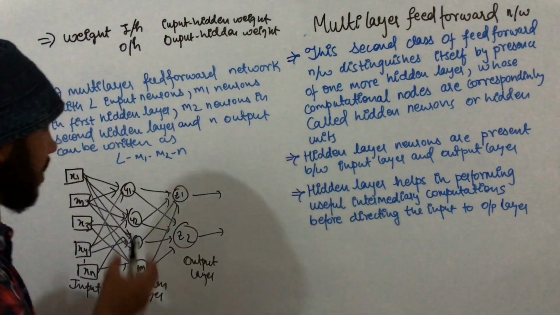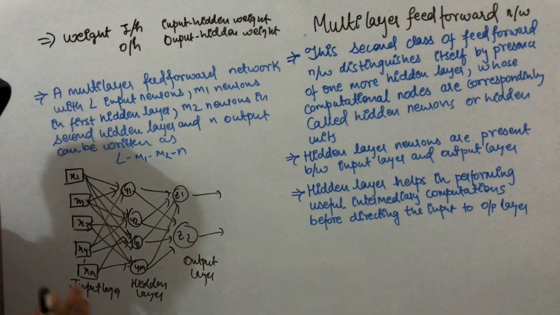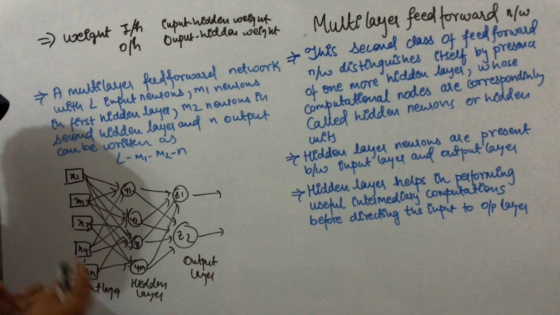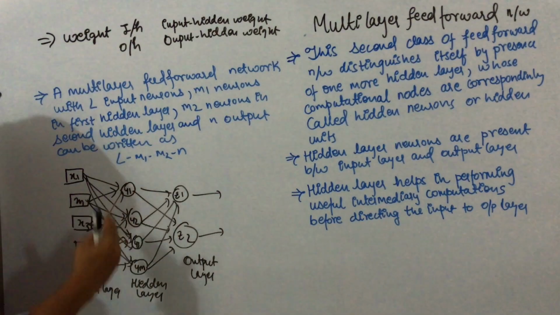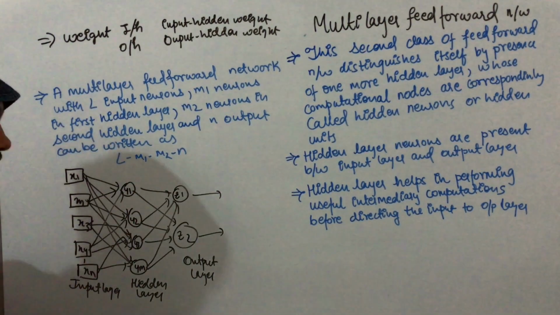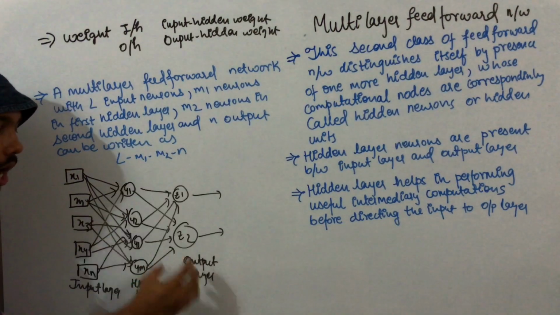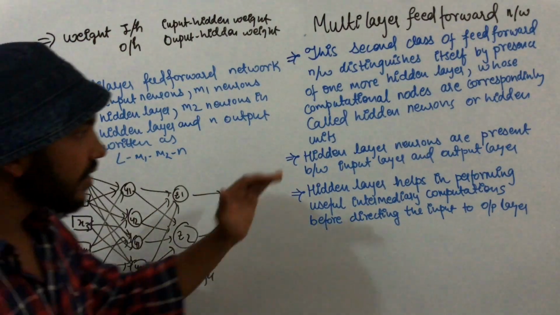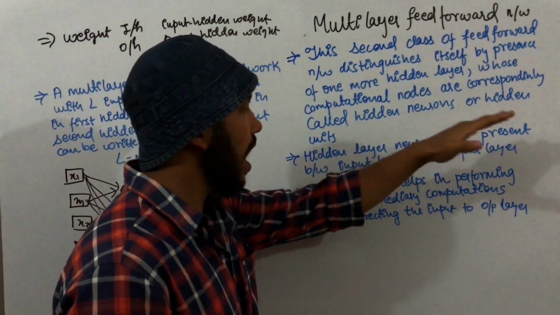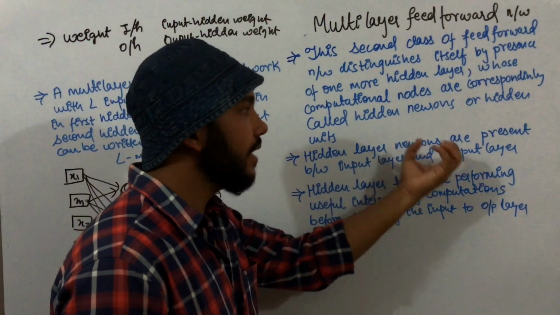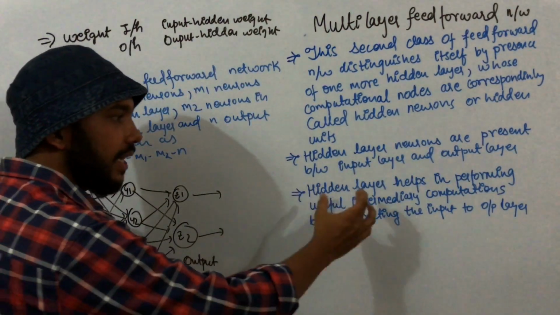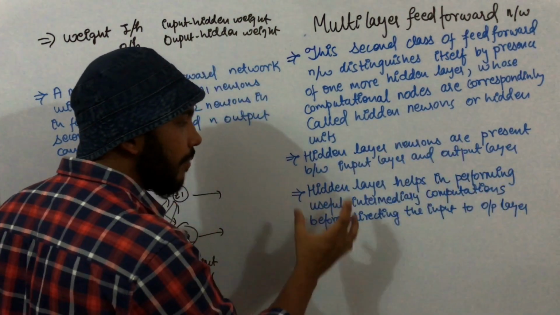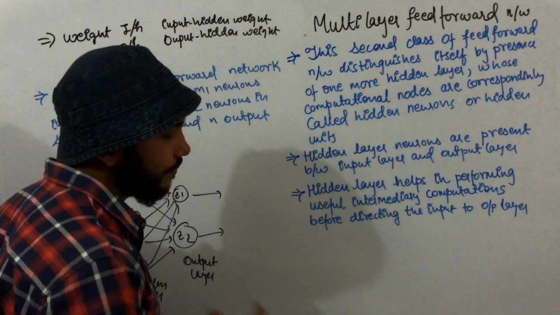But if you are introducing another layer, that is the hidden layer, now the data will be presented to the output in the manner in which it wants. Or you can say this hidden layer has functions that give the input to the output layer in the format in which the output layer wants. You can say hidden layer neurons are present between the input layer and the output layer. Hidden layer helps in performing useful intermediary computation before directing the input to the output layer.